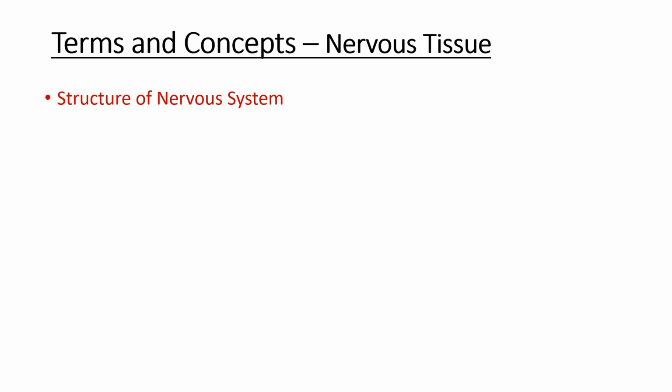Talk about the different divisions and the different ways that we can classify the nervous system. You can classify it by location. You can classify it by direction: is it moving towards the central nervous system or away? And you can classify by function. So we'll break some of these terms out for you.